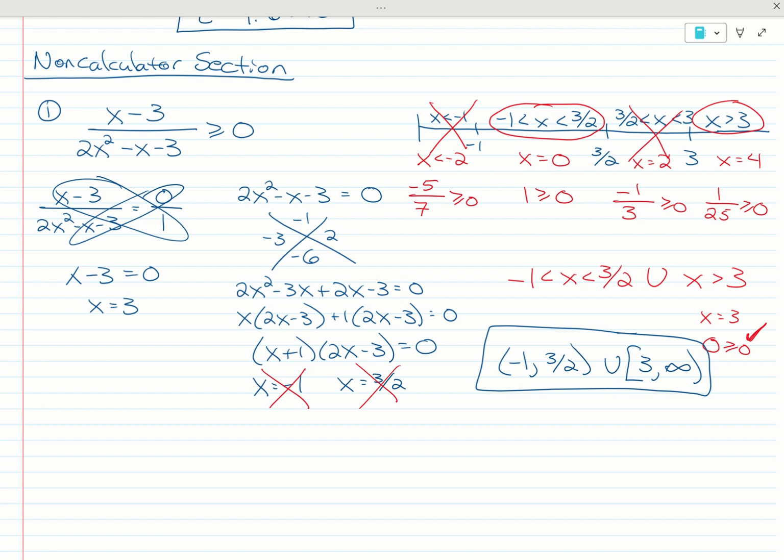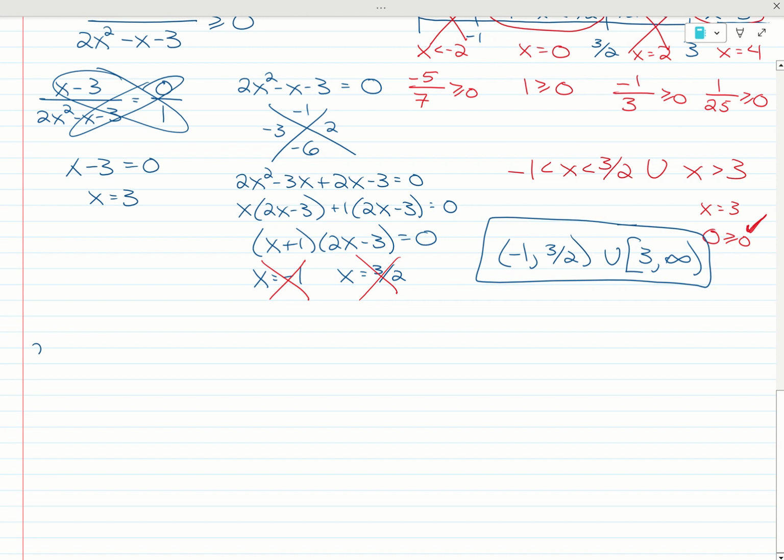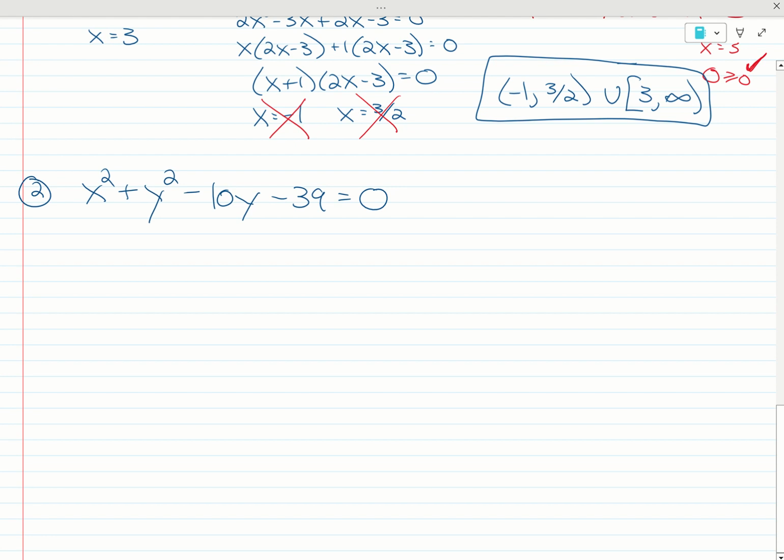Next problem is a circle problem. So we want to figure out the center and radius of x squared plus y squared minus 10y minus 39 is equal to 0. And let's go ahead and group the x's together. We'll group the y's together. And we'll just bring this 39 on the other side.